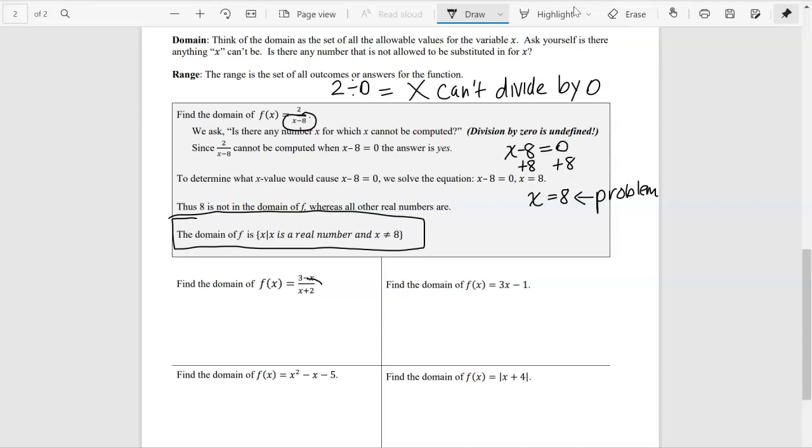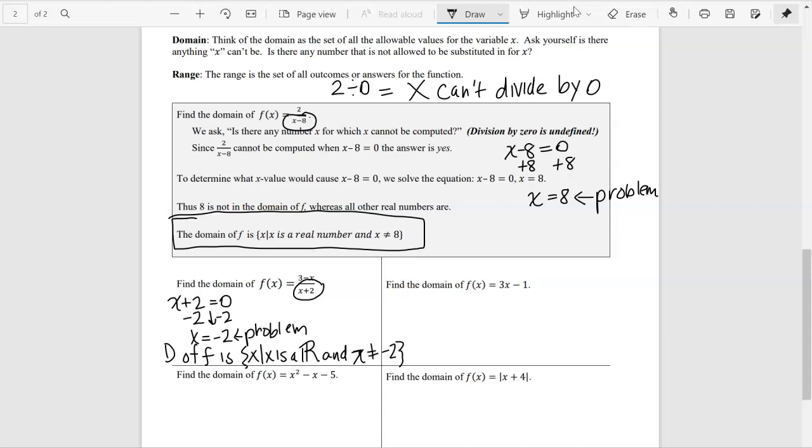On this one, we're going to have a problem right here because this can't be equal to 0. So when is it equal to 0? That's our problem. We would solve this by subtracting 2 from both sides of the equal sign. So x is equal to negative 2. This is our problem. Everything else is okay though. So we would say the domain of f is all x's such that x is a real number, and x is not equal to negative 2.